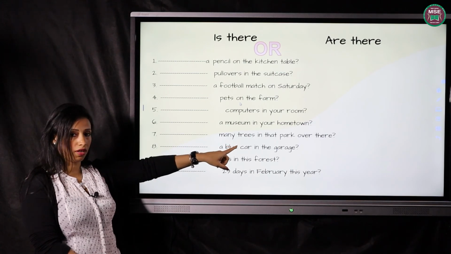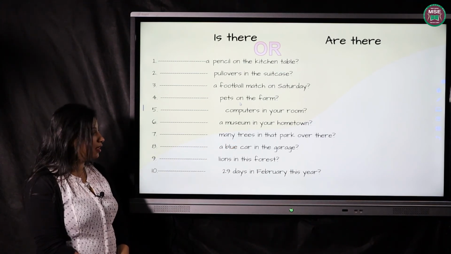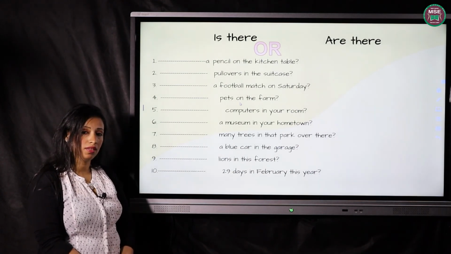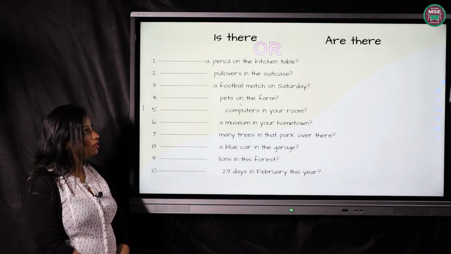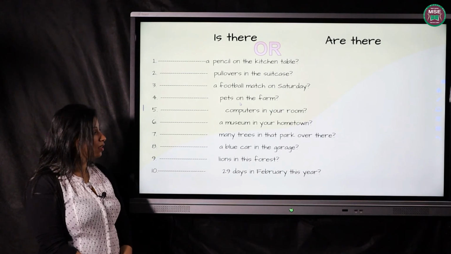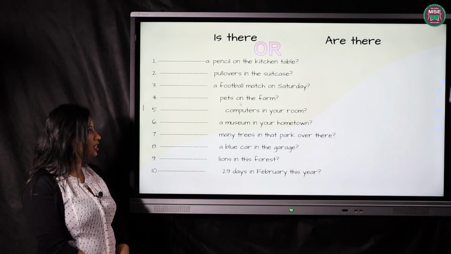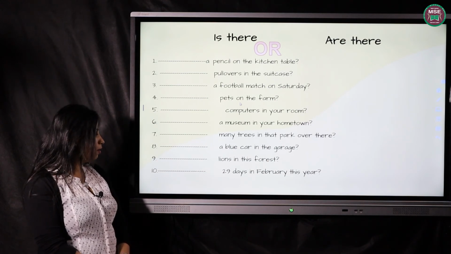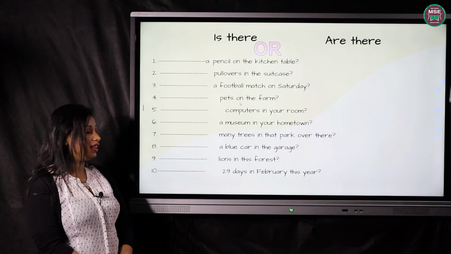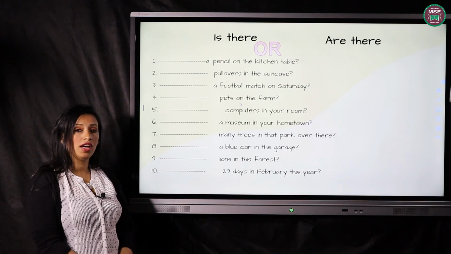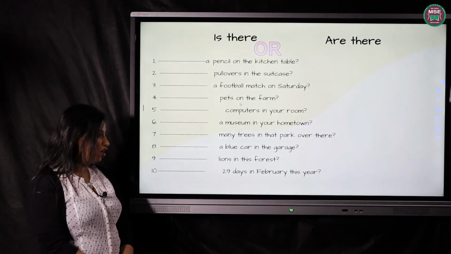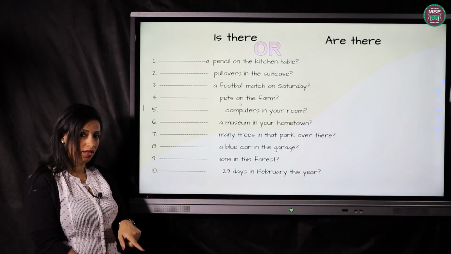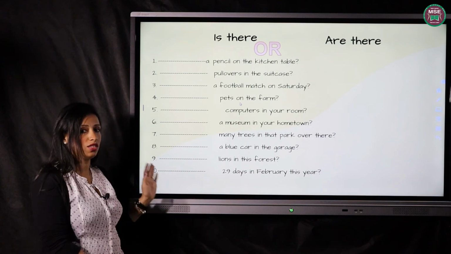Look at the question mark. Don't forget the question mark. Number eight, a blue car in the garage. What are you gonna start your question with? So we are gonna say, is there a blue car in the garage? Okay, number nine, lines in this forest. Lines. Okay, are there lines in this forest? The question mark means that this is a question.